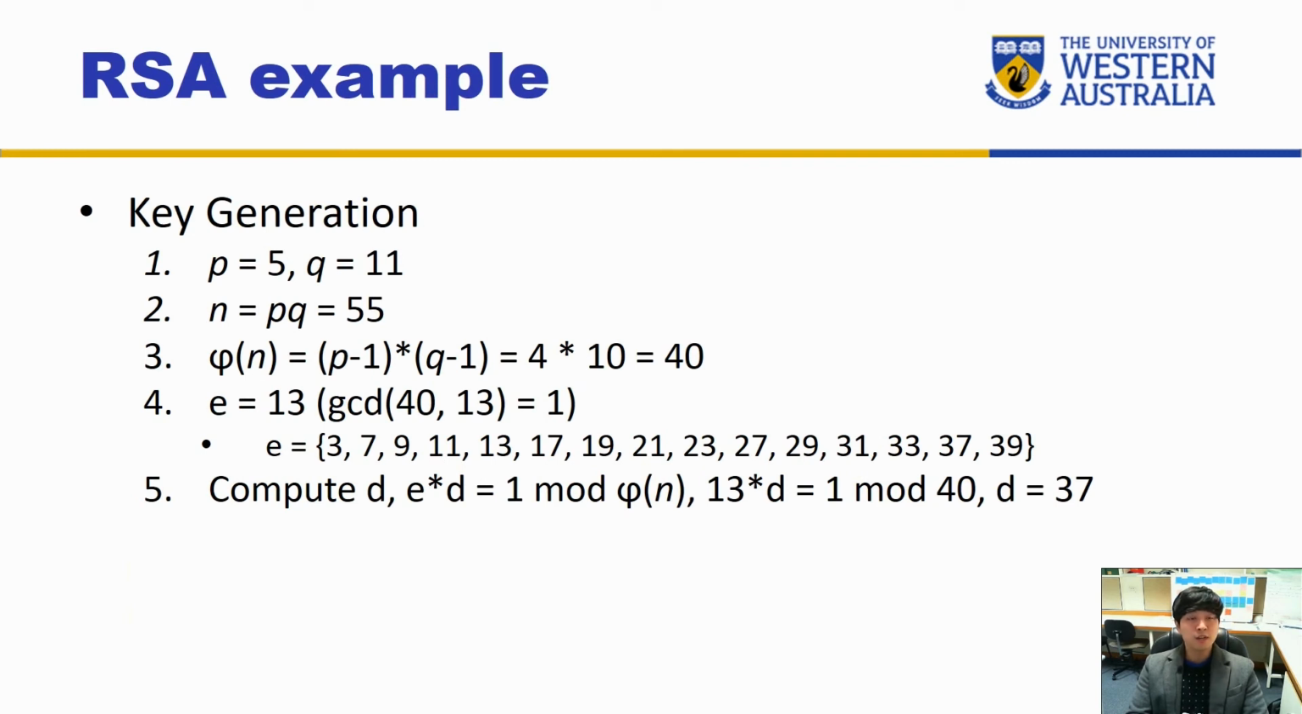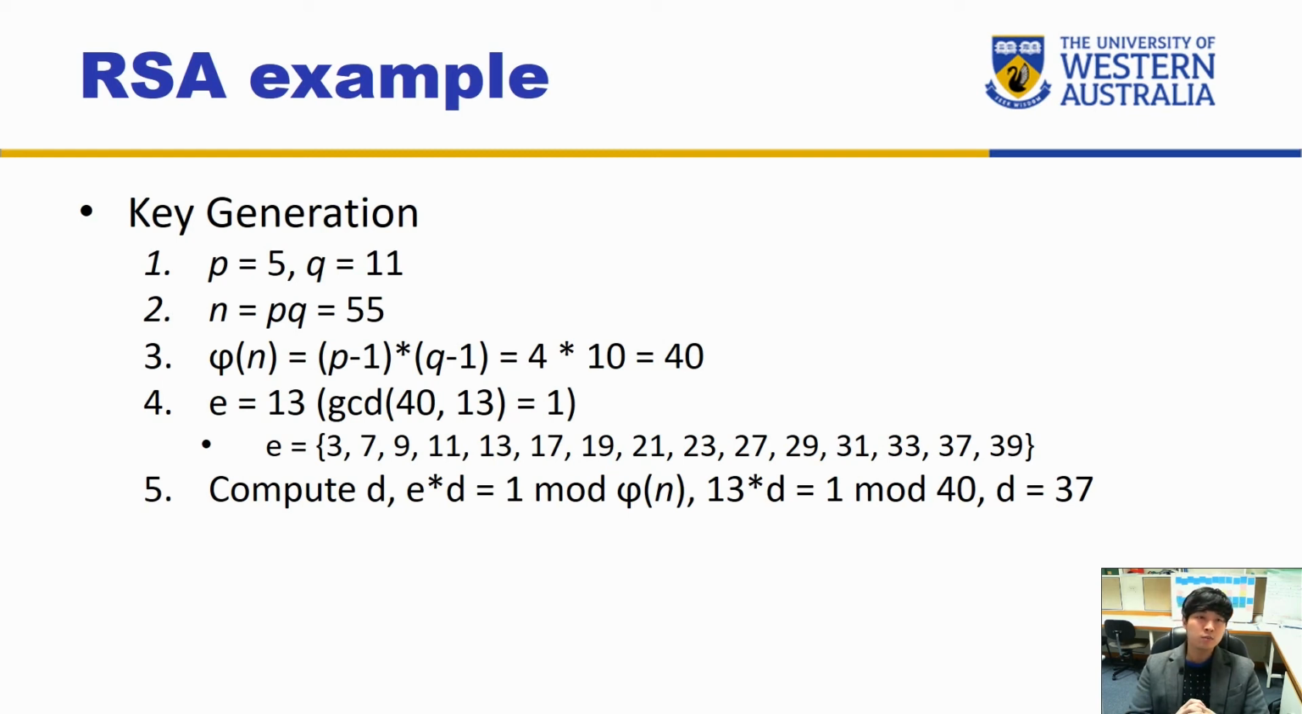Here's an example, key generation. In practice, you choose large numbers, but for this example, we will work with small numbers. So P equals 5, Q equals 11. Both are prime numbers. Then we can calculate n equals P times Q, which is 55. Phi n is P minus 1 times Q minus 1, so that becomes 4 times 10, so 40. So our phi n is 40.